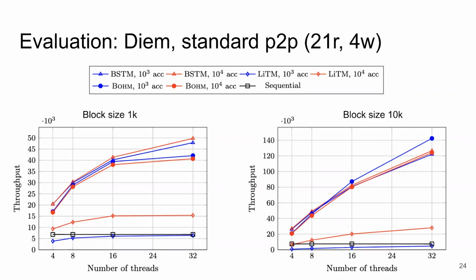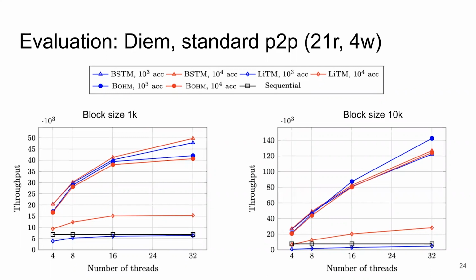And I guess these lines are tried for 1,000 and 10,000 accounts here, and the black line is a sequential baseline. So a few things to notice. The LITM scales with sort of 10 to the 4, but I don't know if that's an order of magnitude, but it's still significantly slower than us. As you create more conflicts, it starts being worse than the sequential, right? And this was something that we really wanted to avoid.